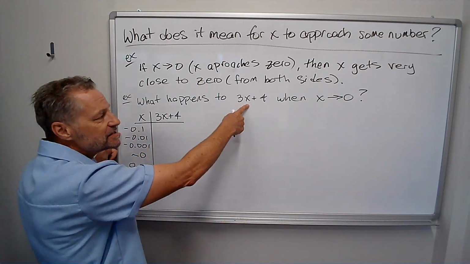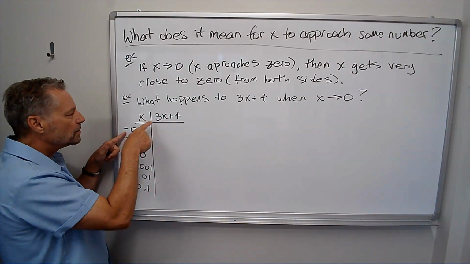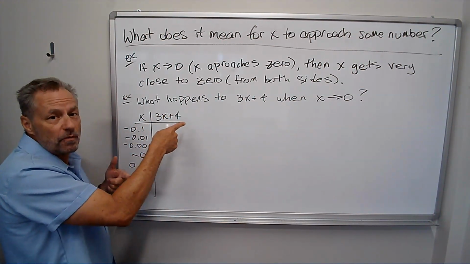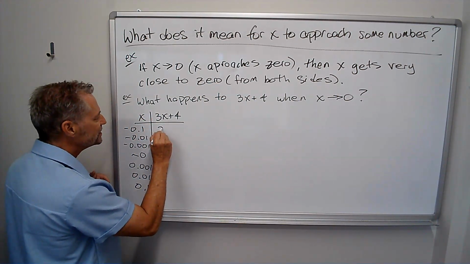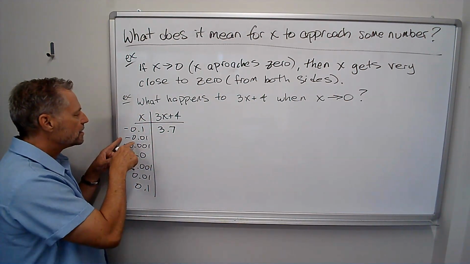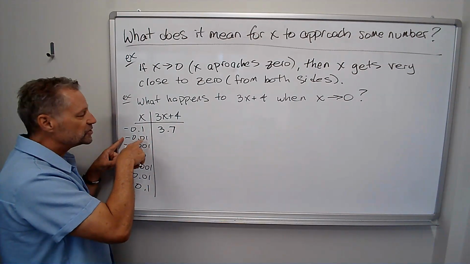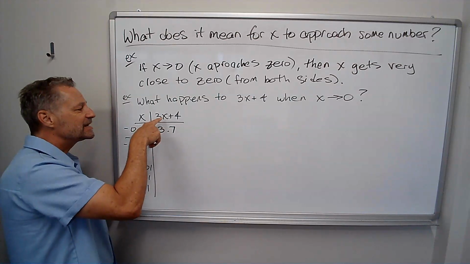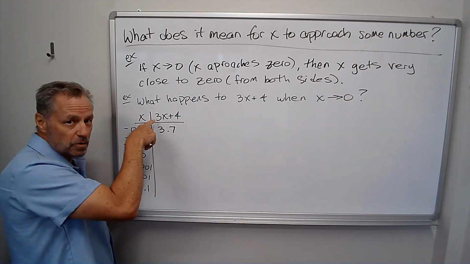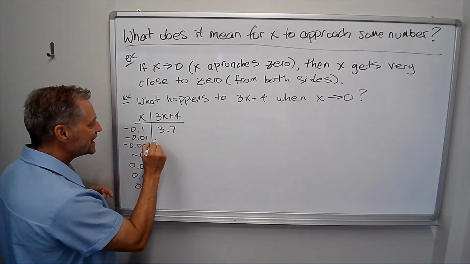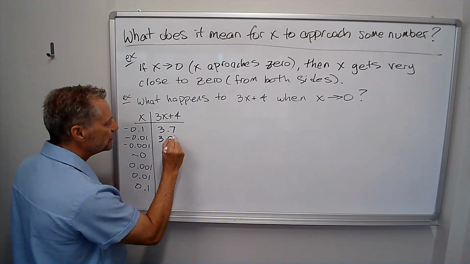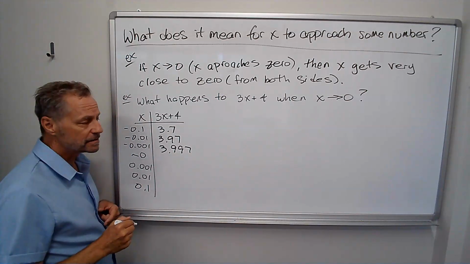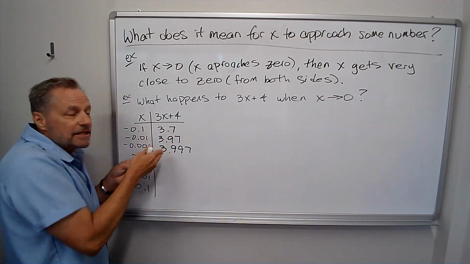So if I plug these into the 3x plus 4, negative 0.1 here would be negative 0.3, 4 minus 0.3, 3.7. Plug in the negative 0.01, and you're welcome to just do these on your calculator, but that's going to give me a negative 0.03, so now it's 3.97. This one's actually 3.997. And we're getting really close to 4.